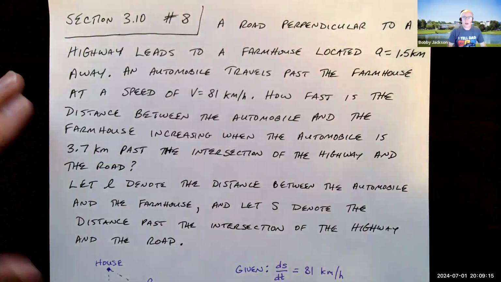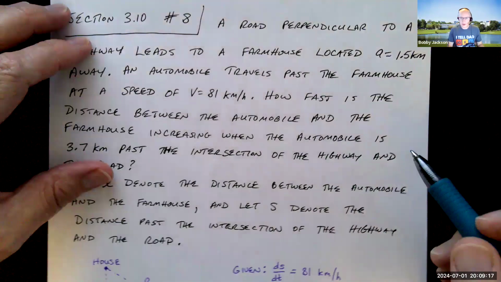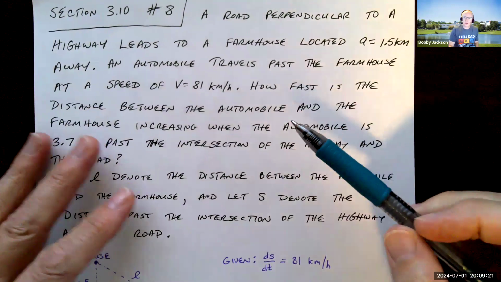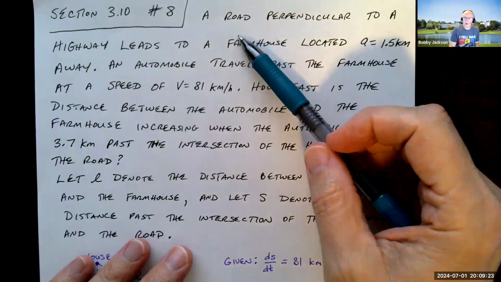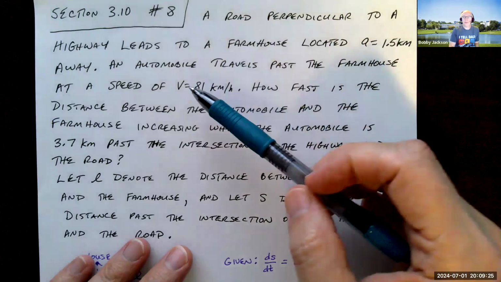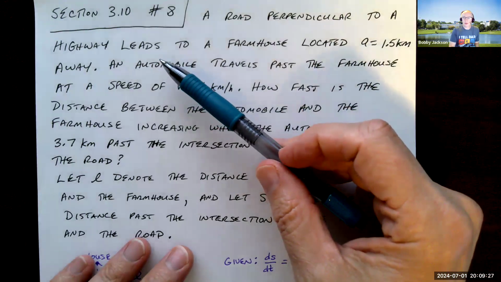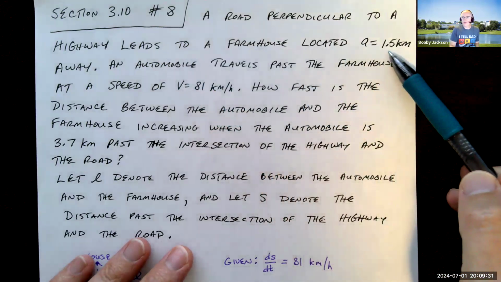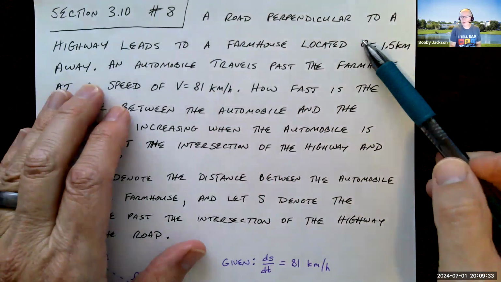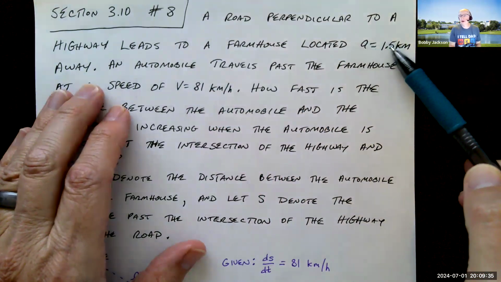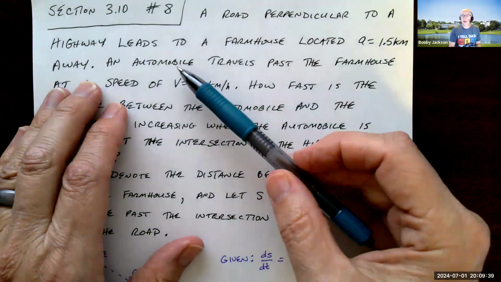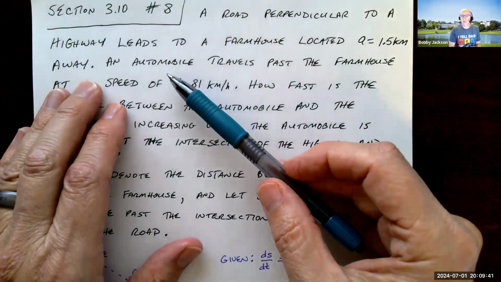Hey everyone, we're going to take a look at number 8 in section 3.10. Lots of words here. We have a road that's perpendicular to a highway that leads to a farmhouse located a = 1.5 kilometers away. Now, your value of a could vary, but it should be some number of kilometers away. So you have the house that far from this highway.